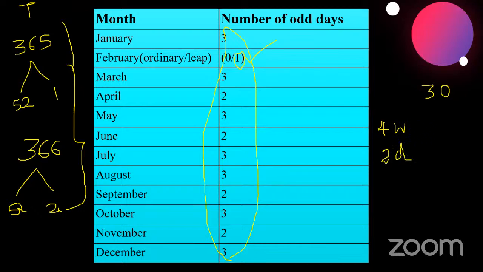Yes or no? Yes, ma'am. Yes, this is being divided by 7. So 4 times 7 you'll get 28. Remaining is 2, right? So this is for a leap year.